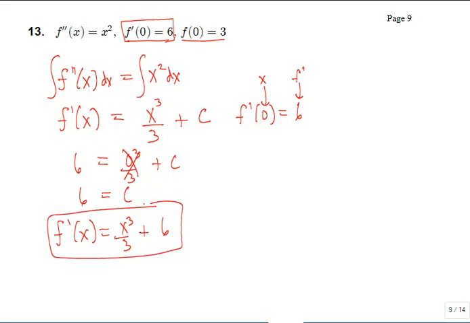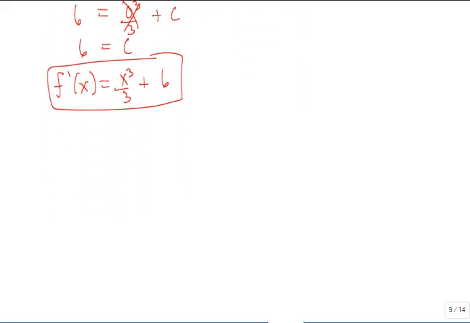Okay? Now we're not done because we don't want f prime, we want f. And I need to get f prime first so that I can figure out f. So to find f, we have to do that whole process again. So this time I'm going to take f prime of x, stick a dx next to it and an integral symbol. And then on the other side, I'm going to take x cubed over 3 plus 6 and stick a dx next to it and take an integral of that.